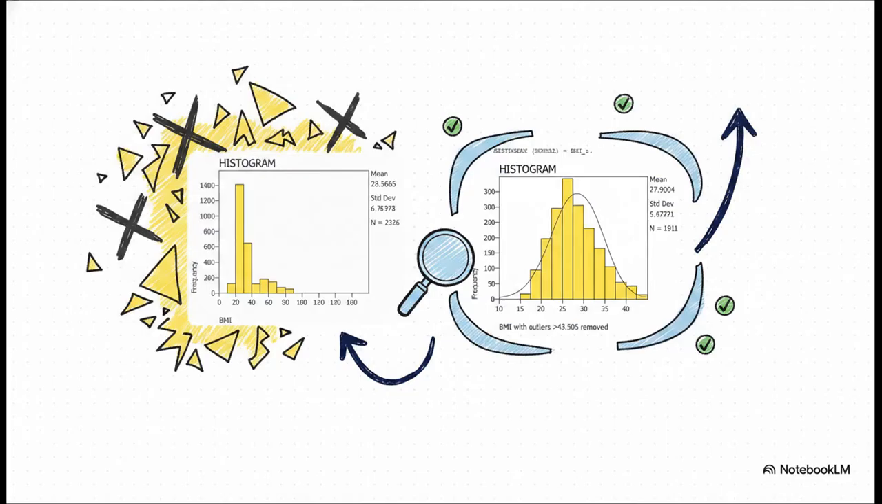And just look at the difference this makes. On the left, we've got some BMI data. It's a total mess, right? Heavily skewed with some crazy high values. But after we apply the 1.5 IQR rule, look at the chart on the right. It's so much more balanced and normal looking. We've basically tamed this wild data and made it something we can actually rely on.